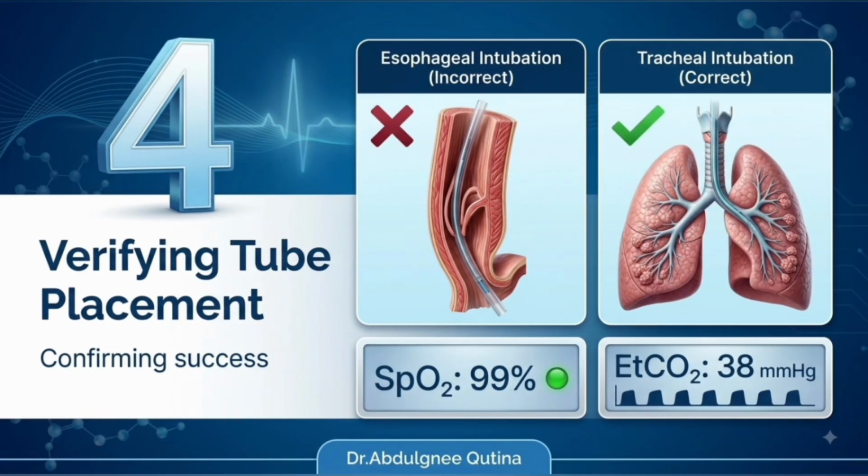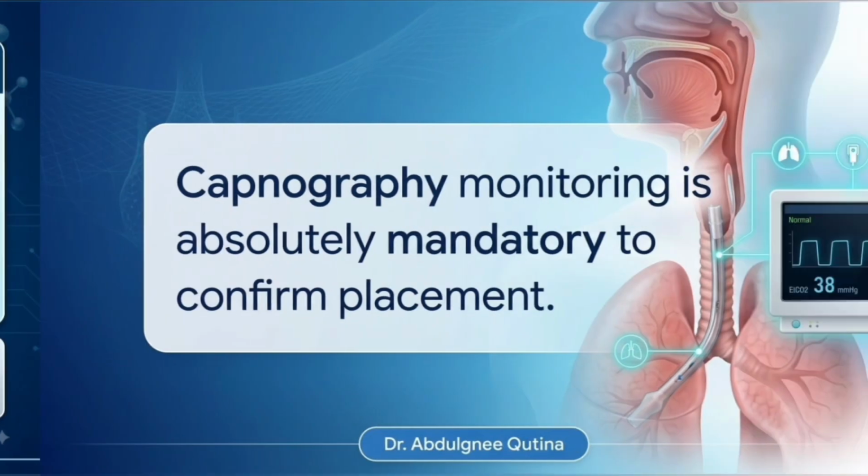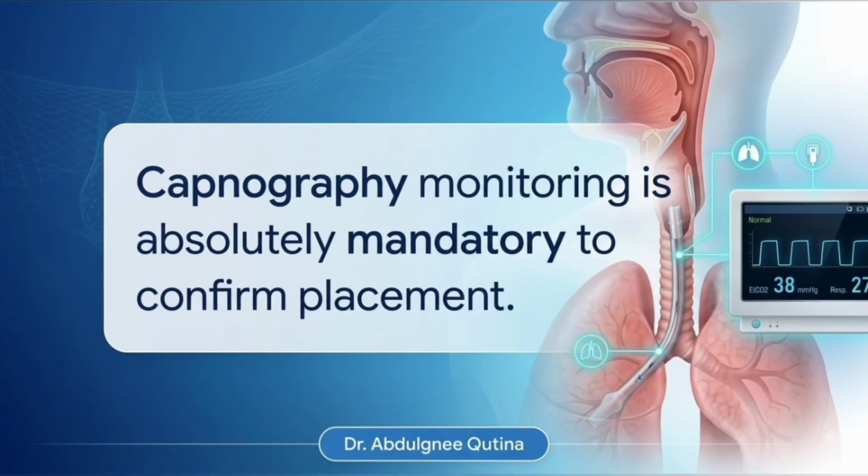Section 4, Verifying Tube Placement. So, you've passed the tube. Great. But the algorithm doesn't stop. You now have to prove, mathematically and clinically, that you are in the trachea and not the esophagus.